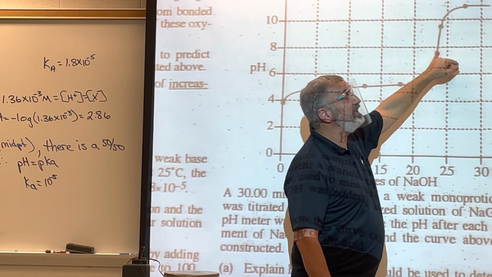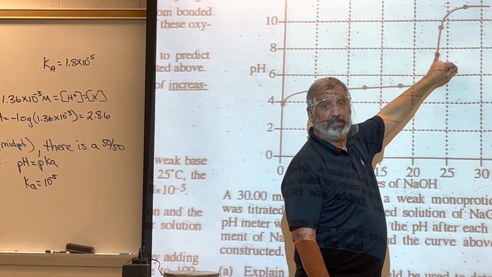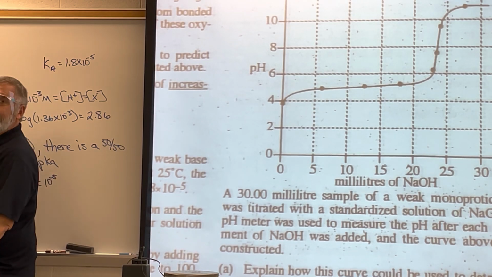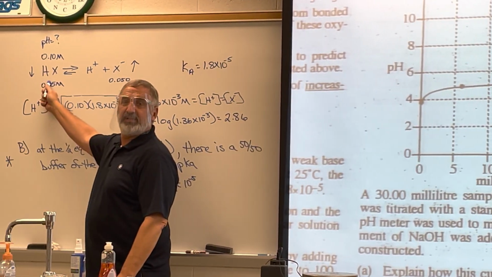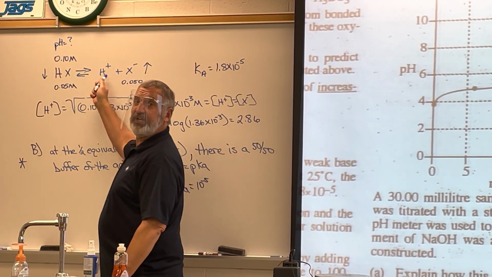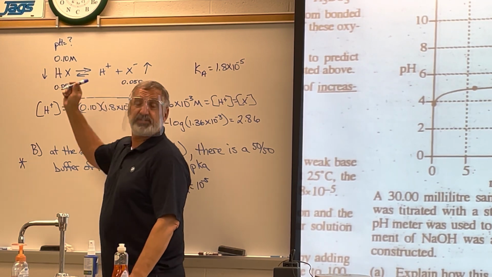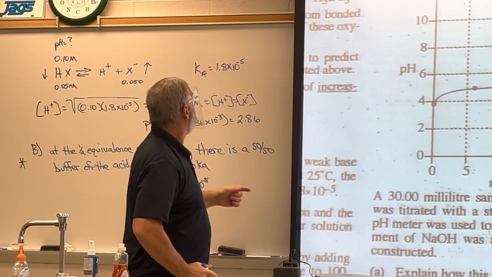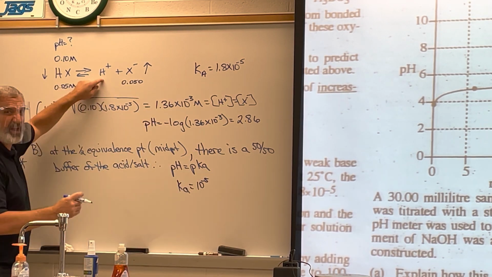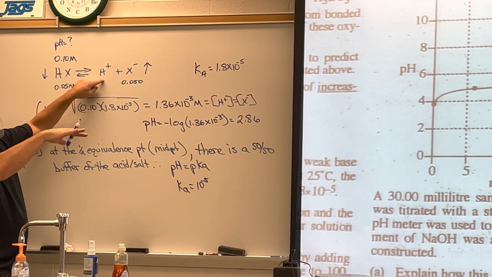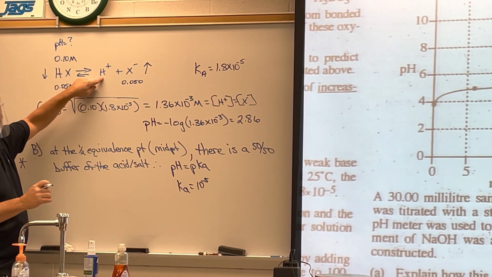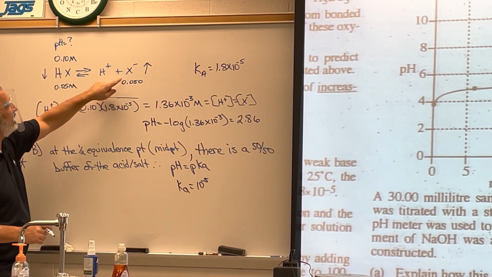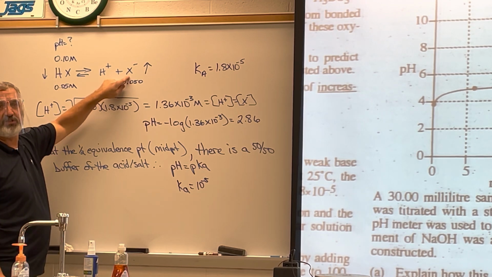Until finally, here at the equivalence point, now we've exceeded the buffer. We've used up all of our HX. Now it's just going to be over here, okay? So now it's just X minus. The OH minus all got used up because right at that one drop, right at the equivalence point, the last drop of OH reacted with the last bits of H plus and made water, leaving just X minus in the solution.